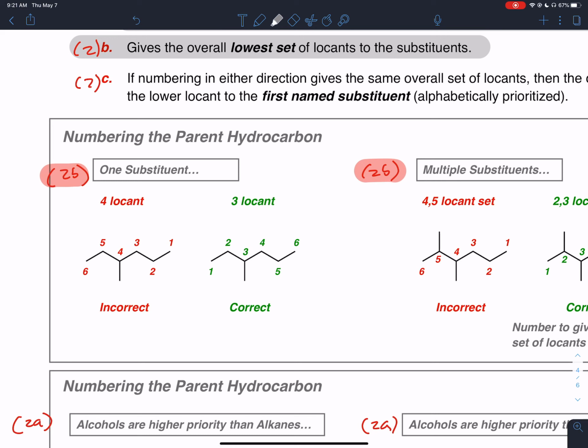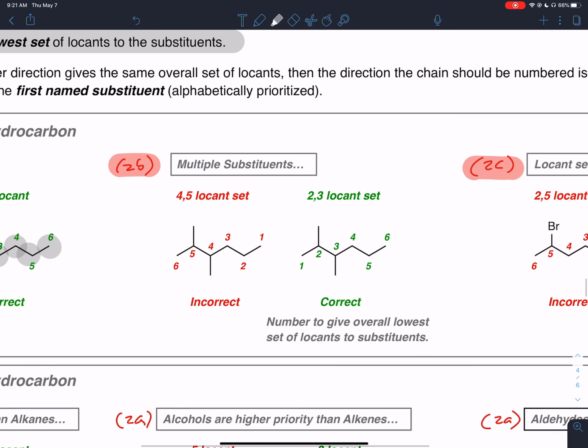Here we have a simple hydrocarbon, and we want to number in the direction that gives the overall lowest locants to the substituents. This is the incorrect numbering in red here, because it gives the locant 4 to the methyl group coming off that 6-membered chain. Here we have the correct numbering, which gives the lower locant 3 to the methyl group. Here's an example with multiple substituents. We have 2 methyl groups coming off a 6-carbon chain. The correct numbering is 1, 2, 3, 4, 5, 6, because we give a 2, 3 locant set, as opposed to numbering in red the incorrect way, which would give us a 4, 5 locant set.